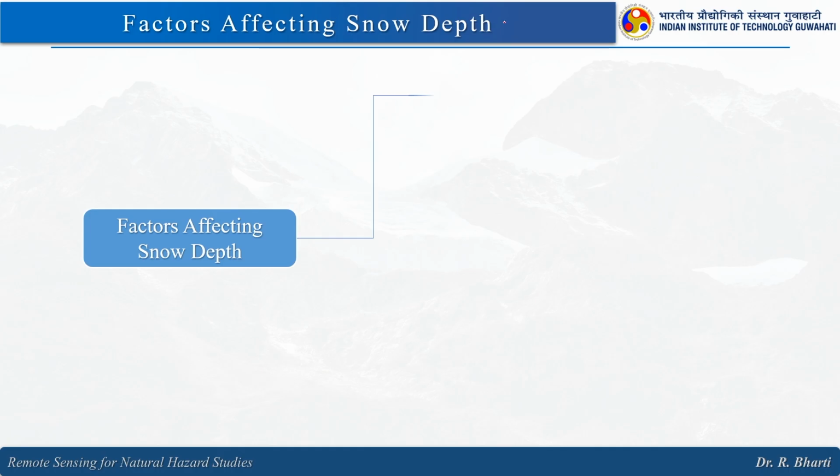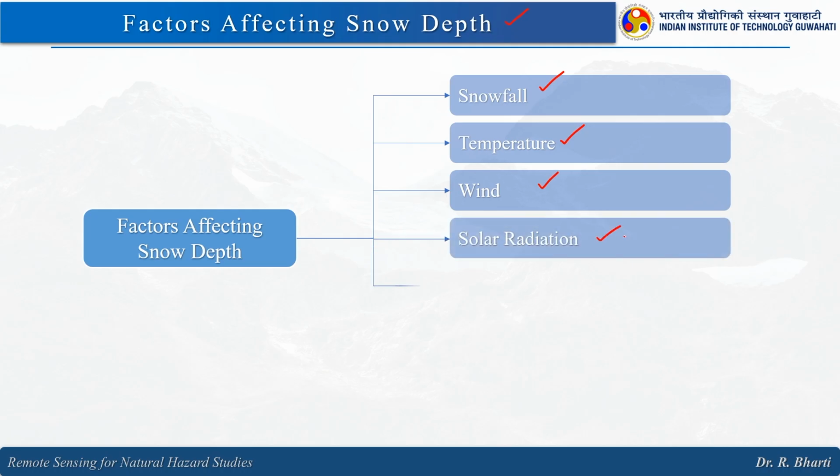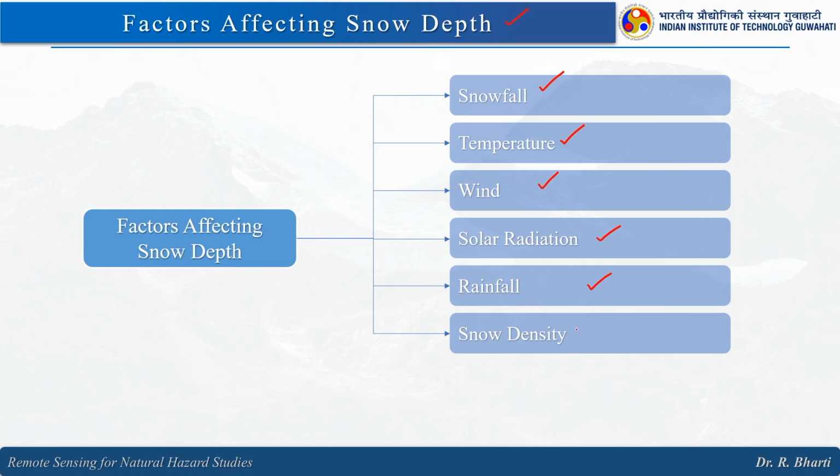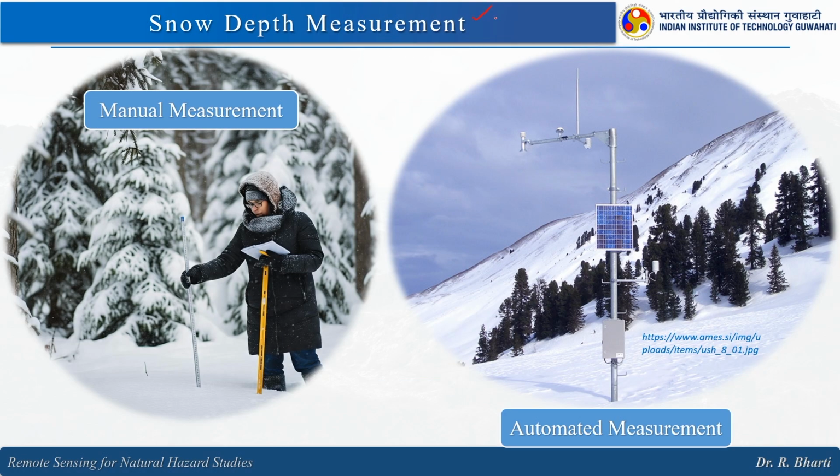So, the factors which are affecting the snow depth are the snowfall, temperature, wind, then we have solar radiation, then next is rainfall, the liquid, right, and then snow density, and finally it is topography. So, together they work in this system and they control this snow depth. So, how do we measure it in the field?